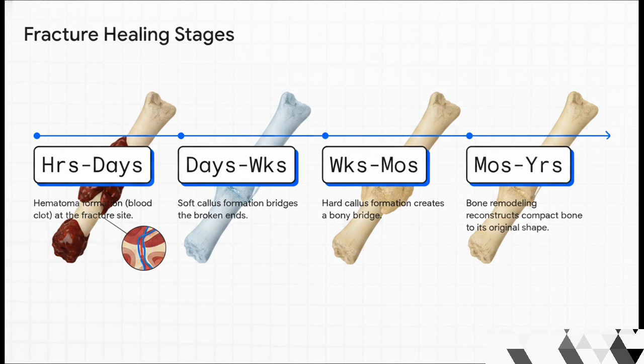Step 2 occurs over days to weeks, soft callus formation. The body bridges the broken ends with a temporary, fibrous, cartilaginous callus. Then, step 3, hard callus formation. Over weeks to months, spongy bone steps in and converts that soft bridge into a bony, hard callus. And finally, step 4, which can take months to years. This is bone remodeling, where the compact bone is fully reconstructed back to its original shape and strength.